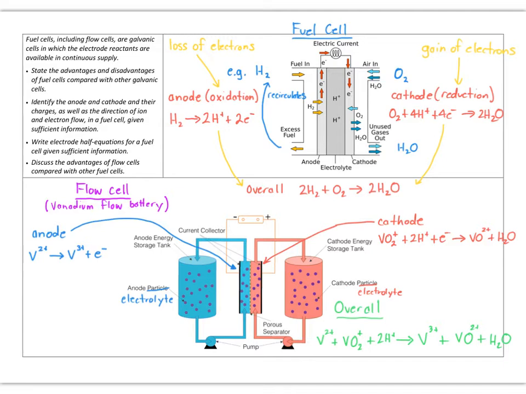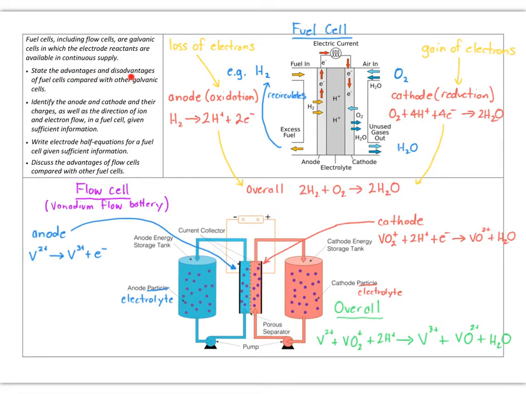Okay, in this next slide, we are going to look at how a fuel cell works and how a flow cell works, and in particular one example of those. So just in terms of what are the things that we need to be able to do: fuel cells, including flow cells, are galvanic cells in which the electrode reactants are available in continuous supply. I'll explain what they are and how that happens.